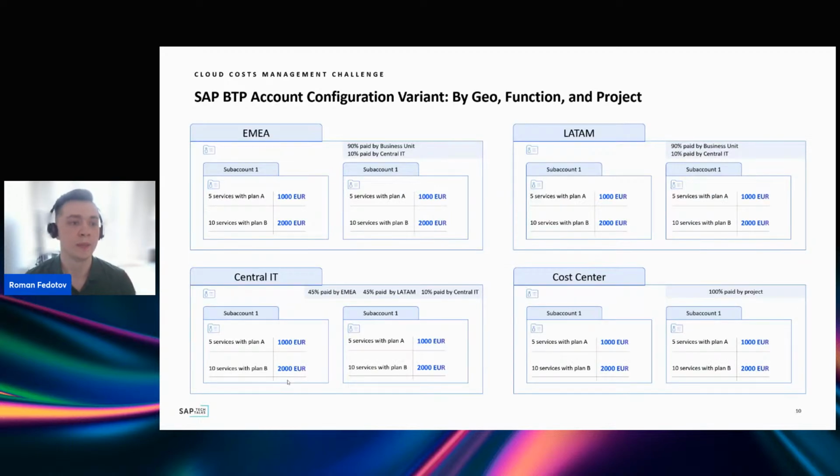Let's take one more moment and focus on a different picture. Now our SAP BTP account configuration variant is separated by geography, function, and project. For instance, we have EMEA, we have Latin America, LATAM, we have Central IT, and we have some particular cost center, for instance, associated with some project which is funded dedicatedly, right? As you can see, this example is very simple, yet it reflects the real-world scenario you can find in big corporations.